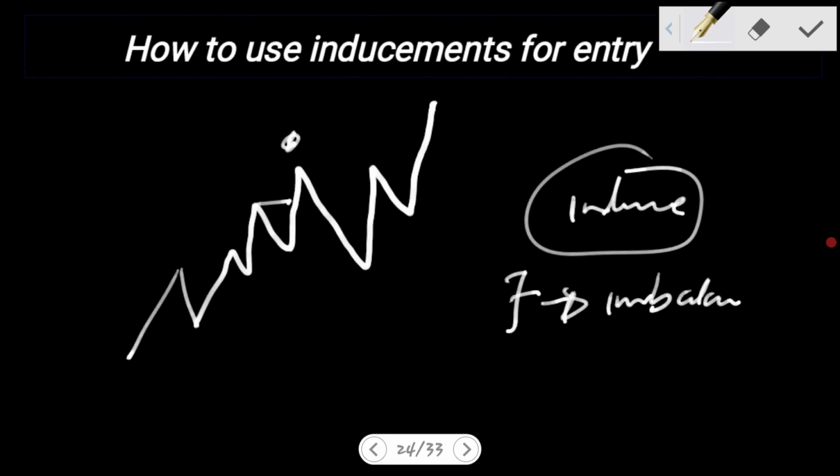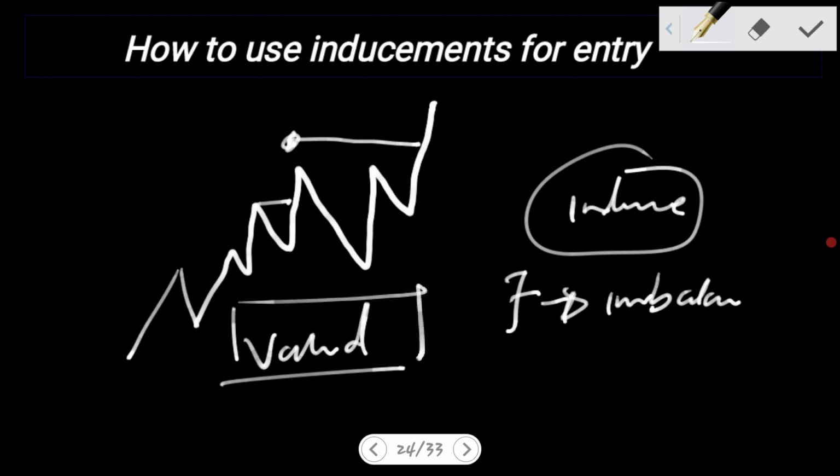Now, when that high is taken out again, that means that's a valid break of structure, because this is what we call taking out of liquidity. When liquidity is taken out by the market, that means the money that was resting at any given point has already been taken. So out of that, we consider that a valid break of structure.